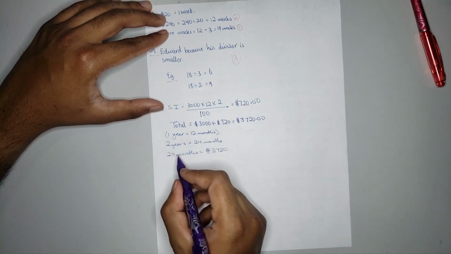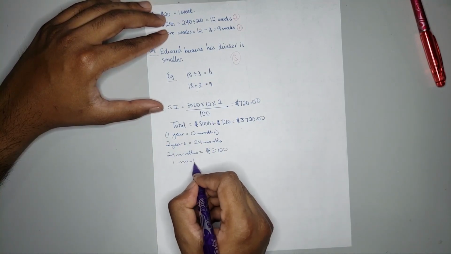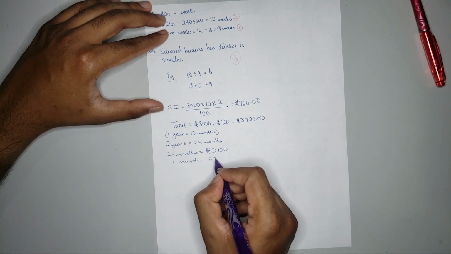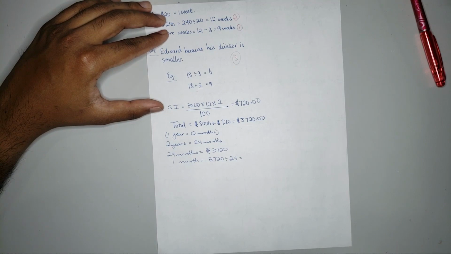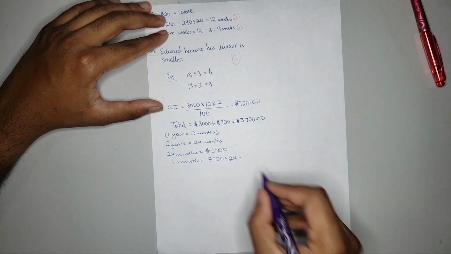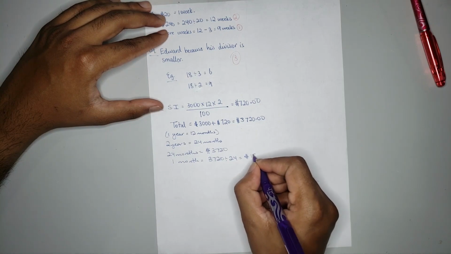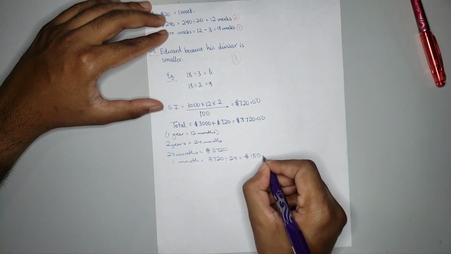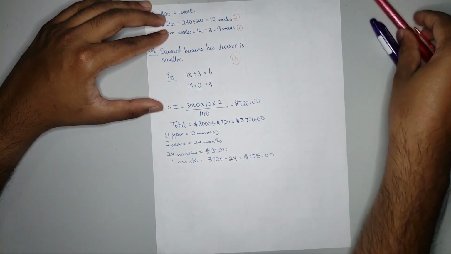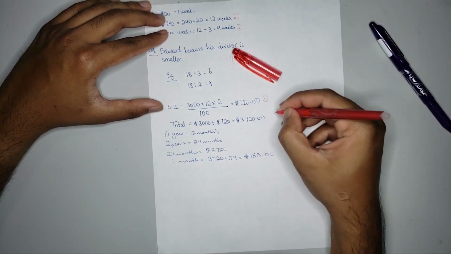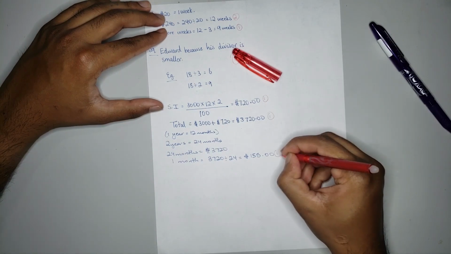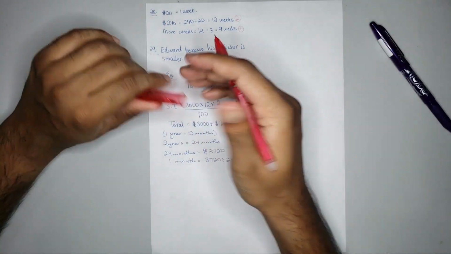$3,720. So to calculate for 1 month, it is equal to $3,720 divided by 24, which is equal to $155 each month. 3 marks. We have 1 mark for calculating the simple interest, 1 mark for calculating the total, and 1 mark for calculating the amount per month.